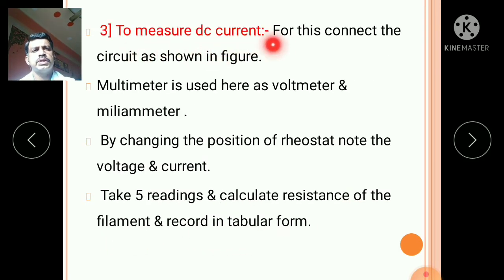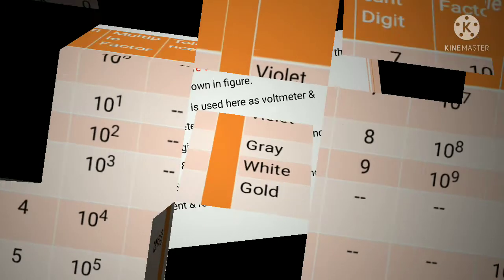To measure DC current, connect the circuit as shown in the figure. The multimeter is used here as a voltmeter and milliammeter. By changing the position of the rheostat, note the voltage and current. Take 5 readings, calculate the resistance of the filament and record it in tabular form.